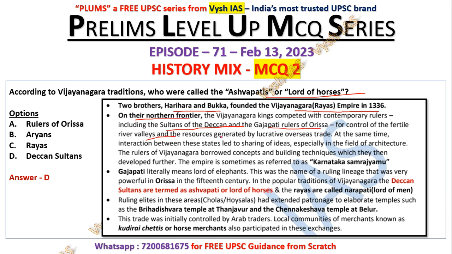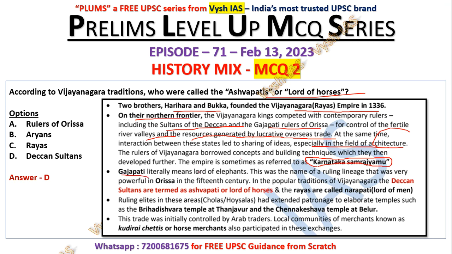Okay, the Tungabhadra river and all is there, which is a tributary of the Krishna. Resources were generated by lucrative overseas trade. At the same time, interaction between these states led to sharing of ideas, especially in the field of architecture. The rulers of Vijayanagara borrowed concepts and building techniques, which they then developed further. The empire is sometimes referred to as Karnataka Samrajyamu. Okay, so this is the name referring to the Vijayanagara Empire.